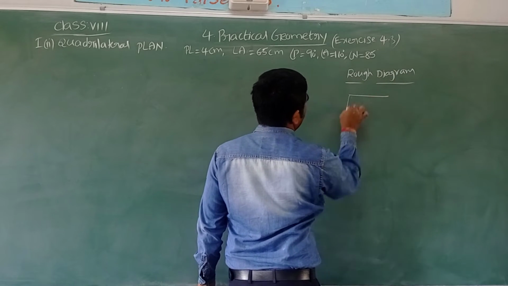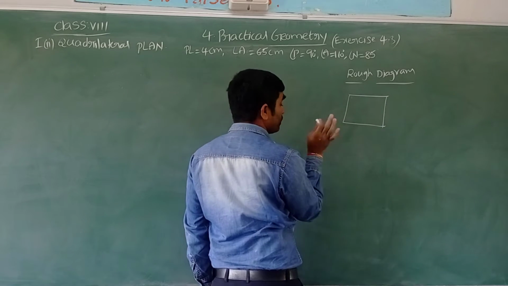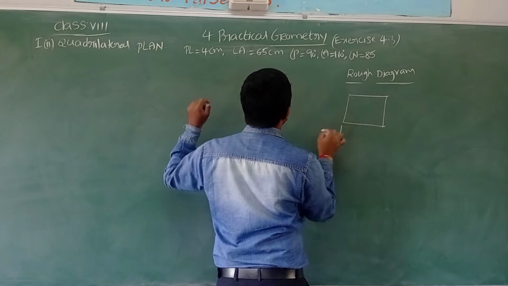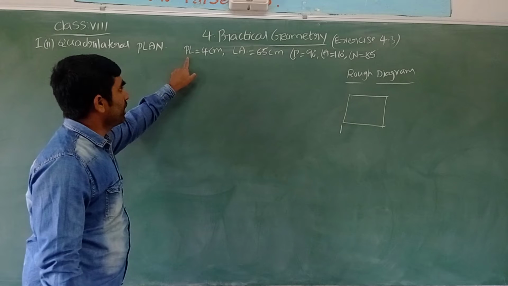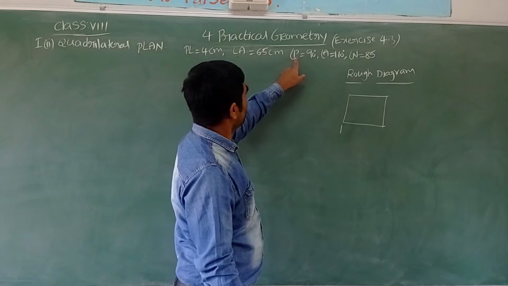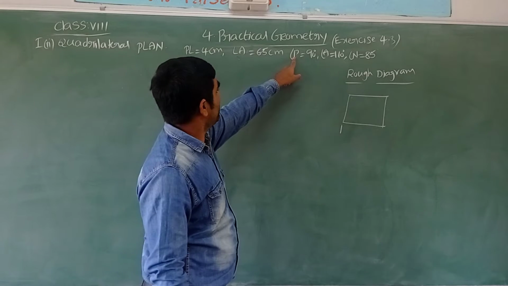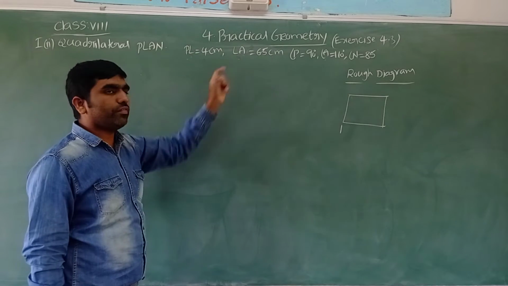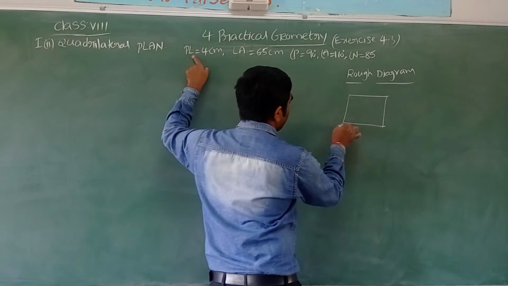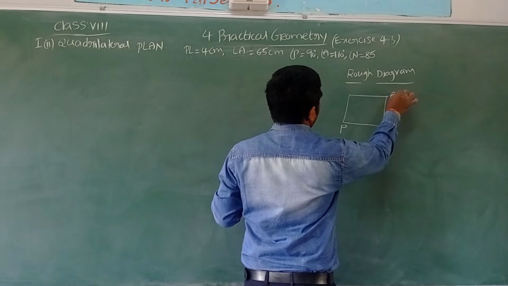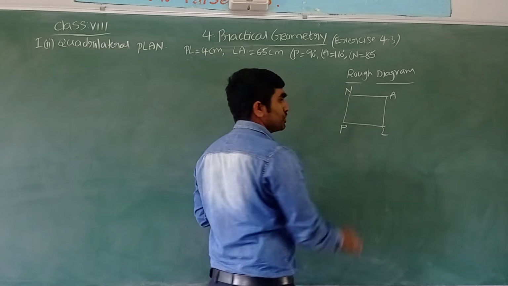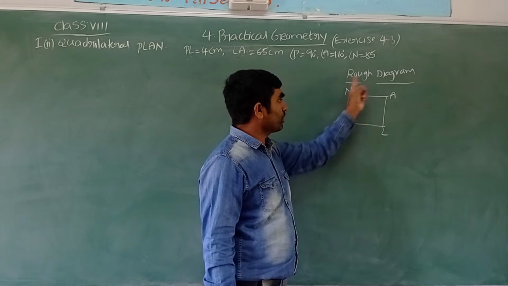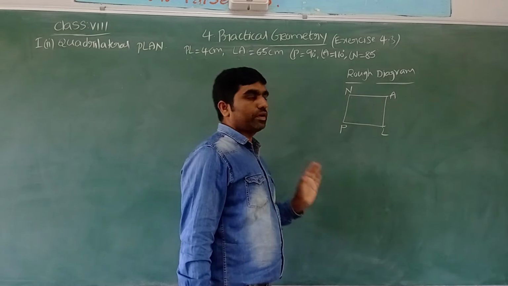Let me draw a four-sided quadrilateral, a four-sided polygon. Here, let me write the plan. PL is the base. We can take PL or LA, anyone as a base. If I take PL, angle P is there. If I take LA, angle A is there. So from these, anyone you take as a base. Let me take PL. P, L, A, N. We should write in order. It may be either clockwise or anti-clockwise, but write in order.